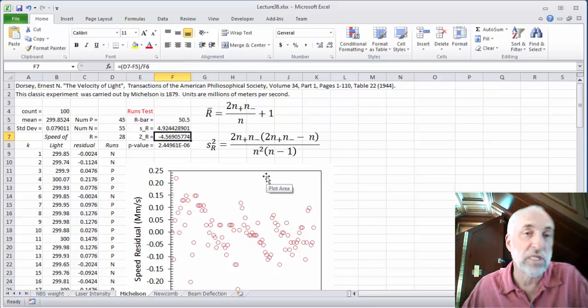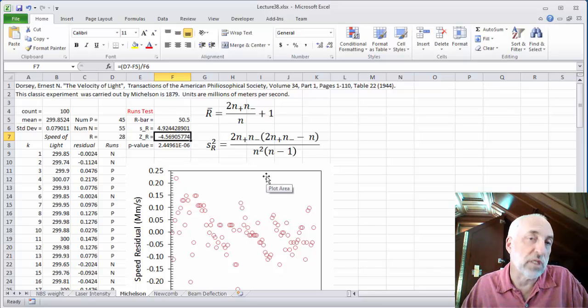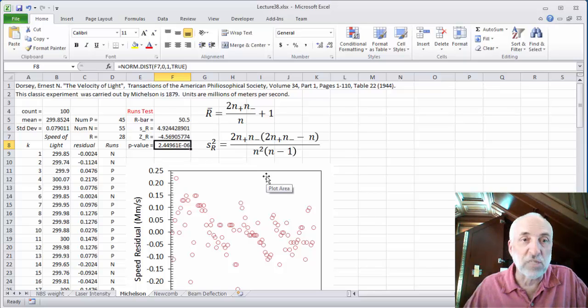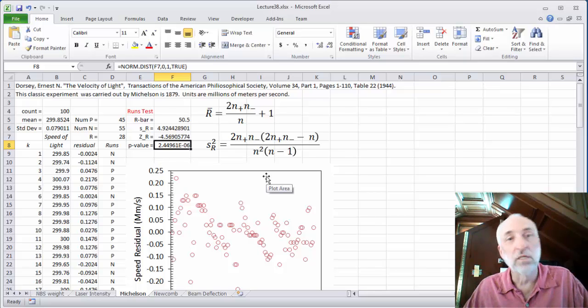It's negative. So this R is sufficiently less than what we'd expect, 4.5 standard deviations away from what we would expect, that we get a very small p-value. Right? So we calculate the p-value, assuming that Z_R is a normally distributed Z value. And the p-value you see is very small.